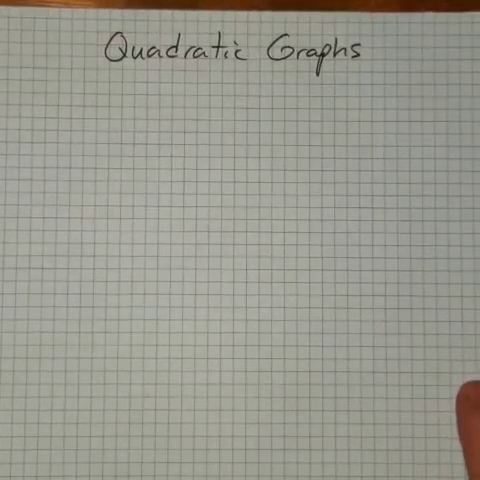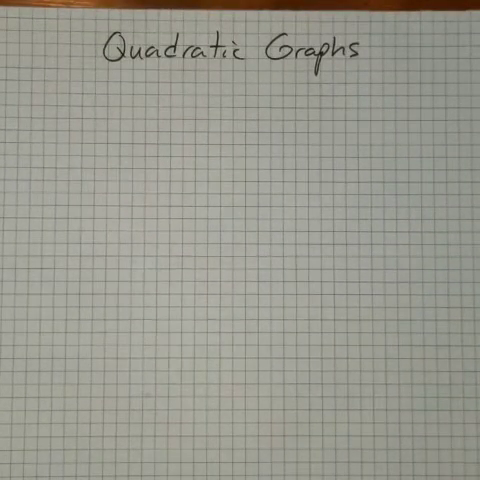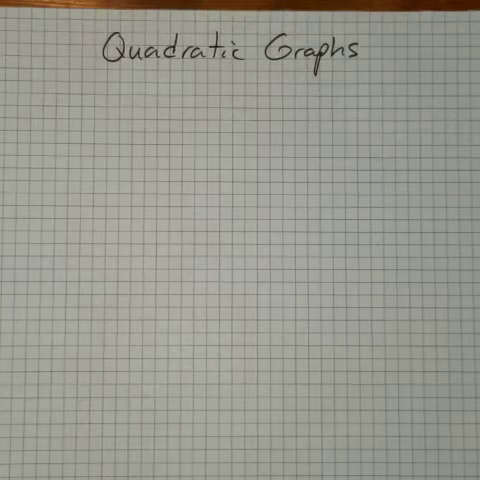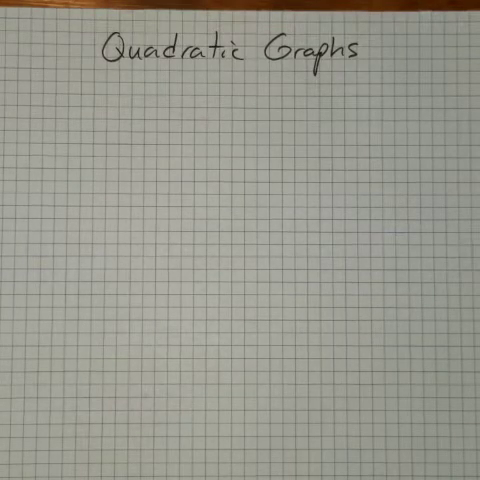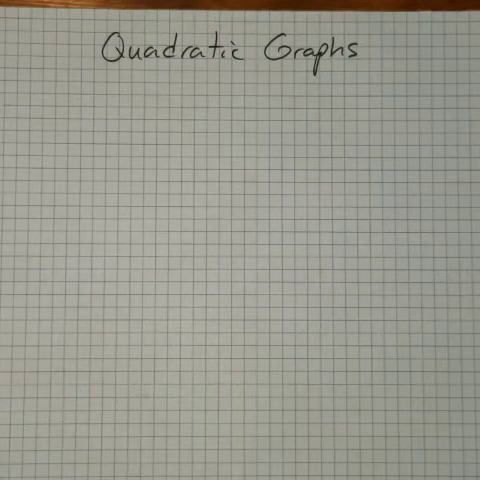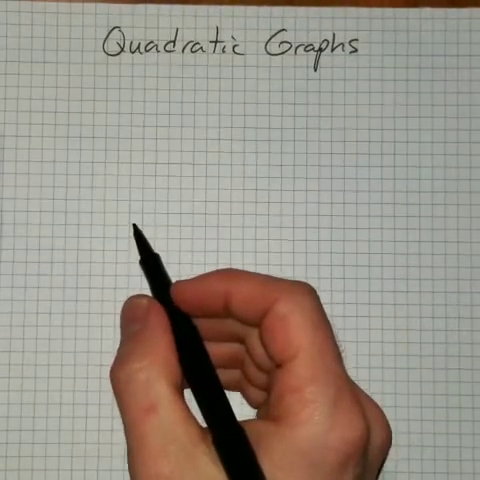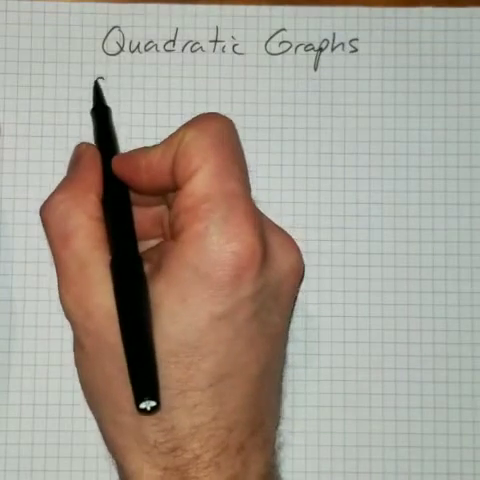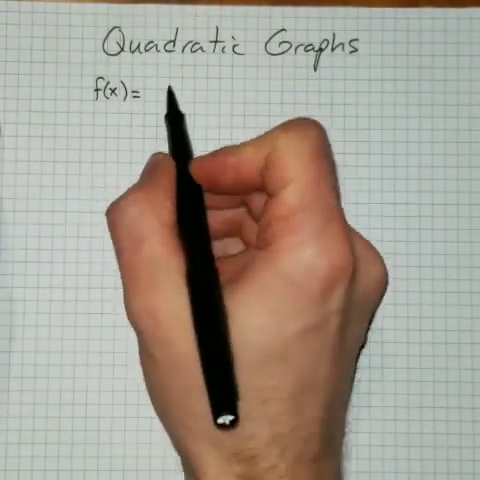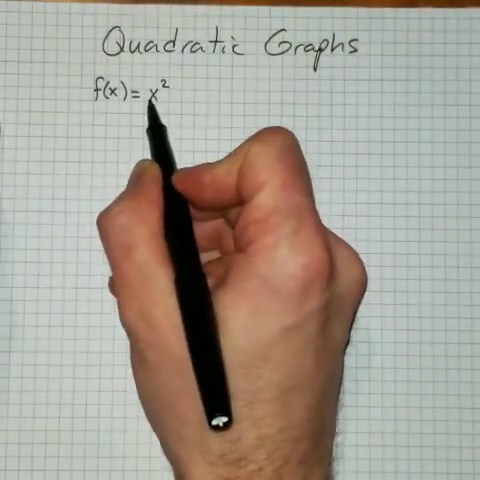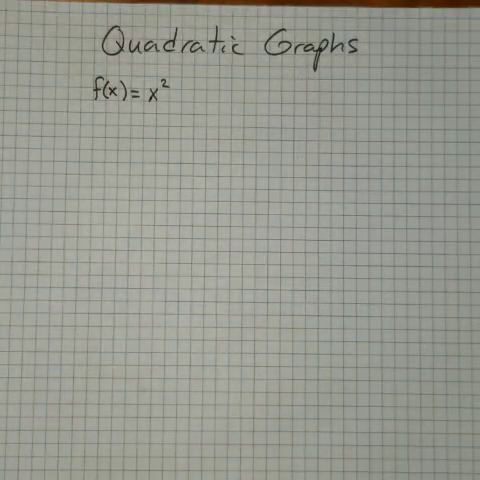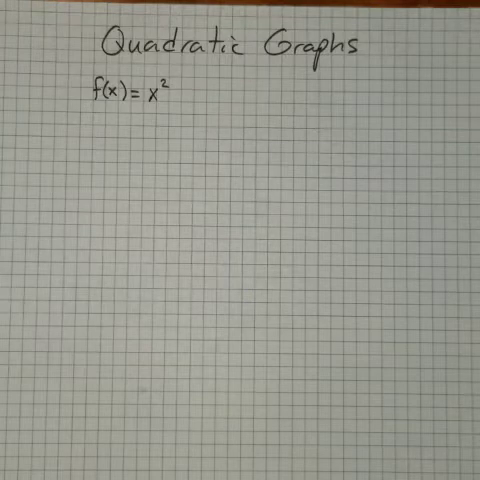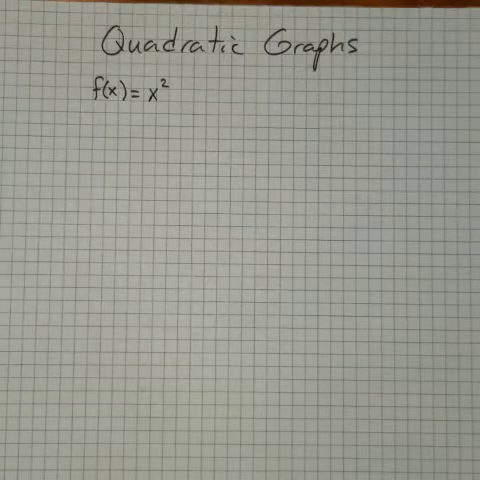All right, in this next section, we're going to be looking at the graphs of quadratic functions. And so we'll start off by just looking at the most basic quadratic function, and that is the function f of x equals x squared. It's really the most basic quadratic function. Doesn't have a lot of terms in it. The coefficient is 1. And so there's not a lot going on here.